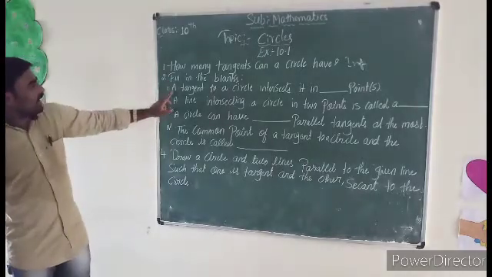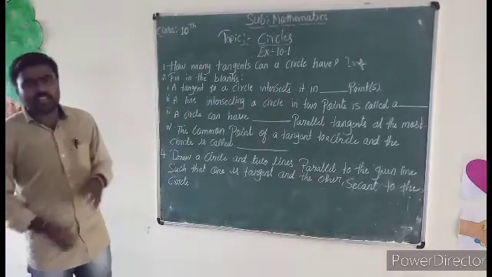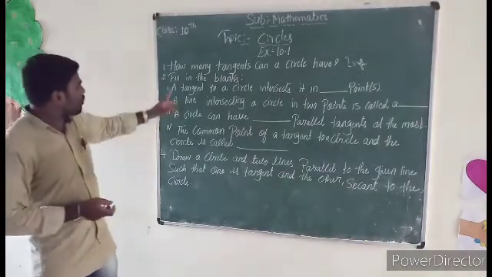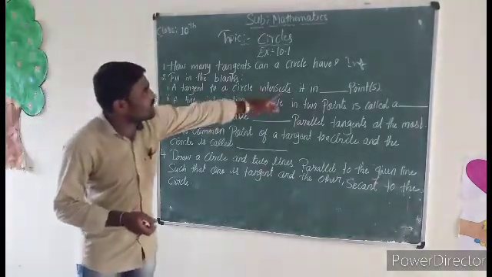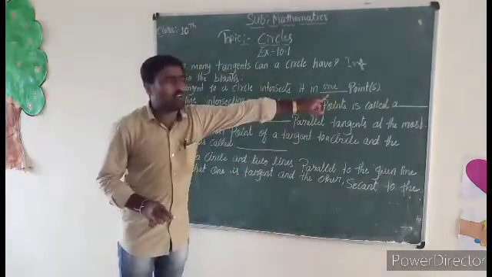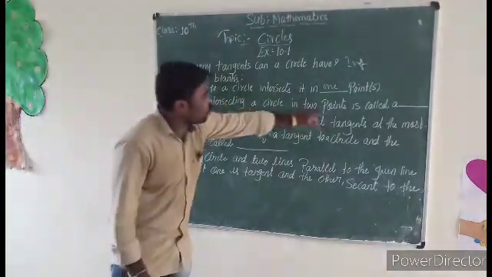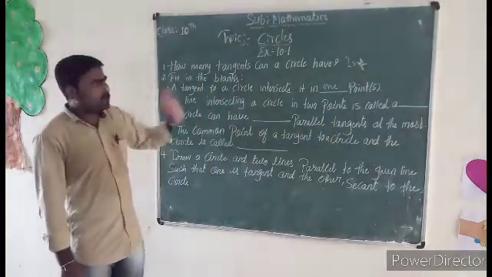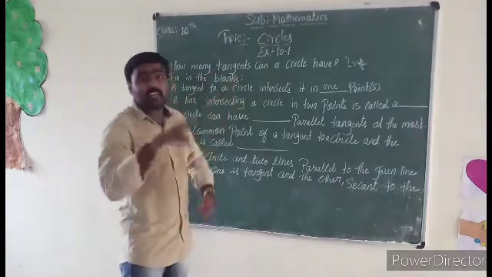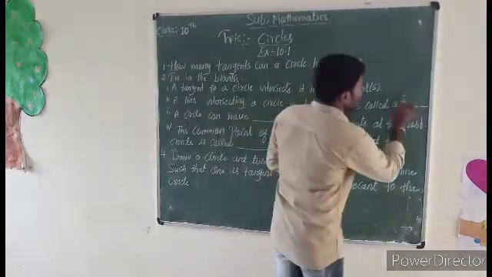The first question is: a tangent to a circle intersects it in dash points. You know the definition of tangent: a line which intersects the circle at only one point. So the answer is 1. Next, a line intersecting a circle in 2 points is called what? I already explained, that is a secant. A secant is a line which intersects the circle at 2 points.